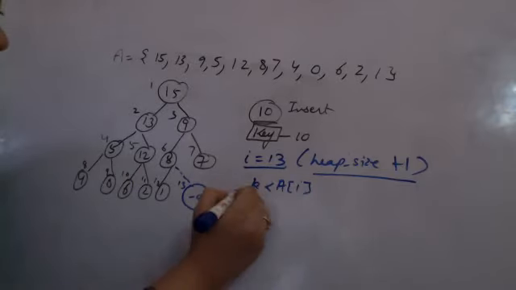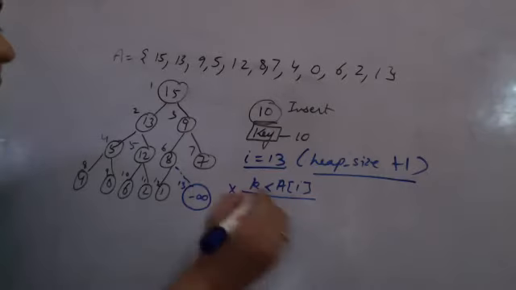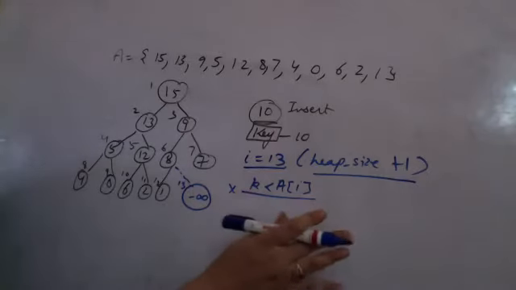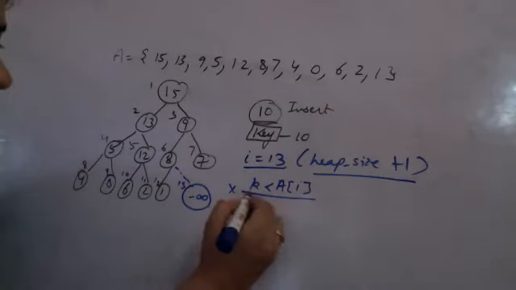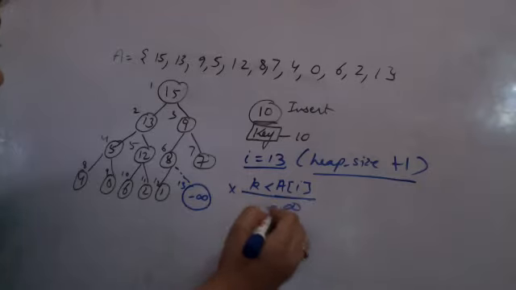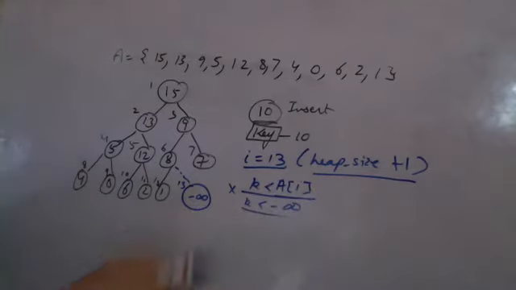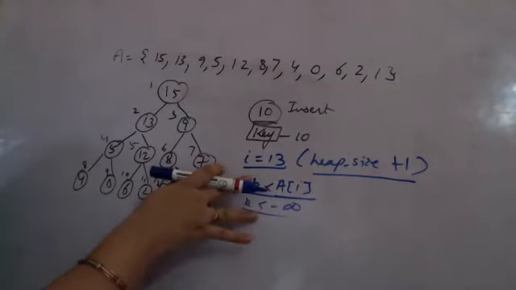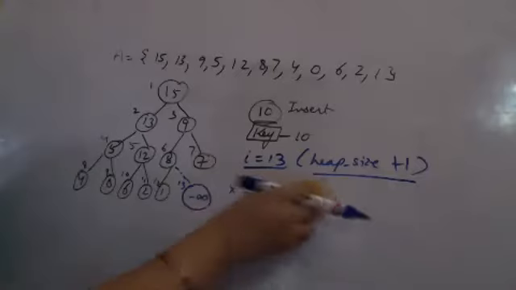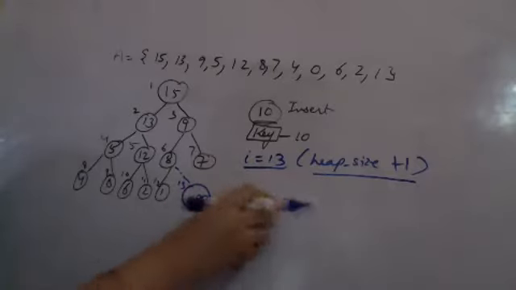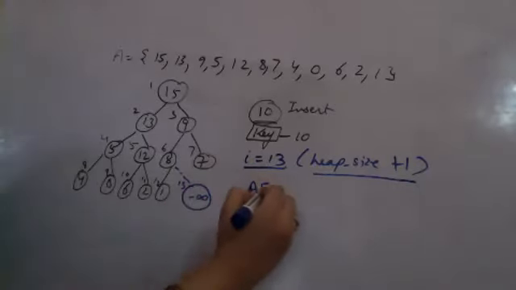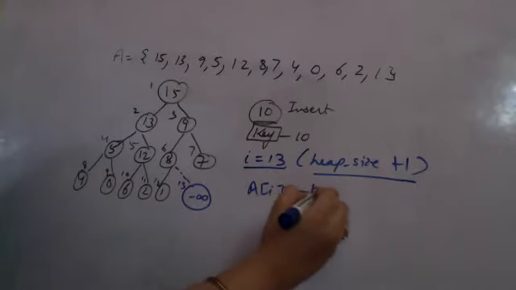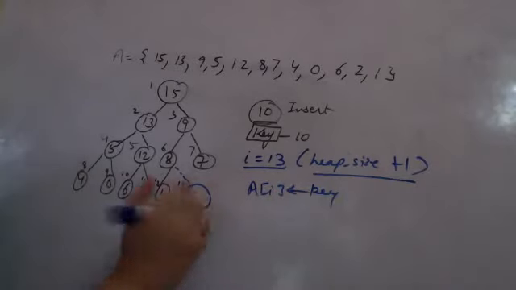Oh, sorry. This condition should not be true. If k is less than A of i, then nothing can be done, but it will rarely happen because I have chosen A of i to be minus infinity. So whatever k is, that would be greater only. It would not be less than. So this condition would not be true. After checking this condition, I simply substitute A of i becomes the new key. So I copied the new key 10 over here.